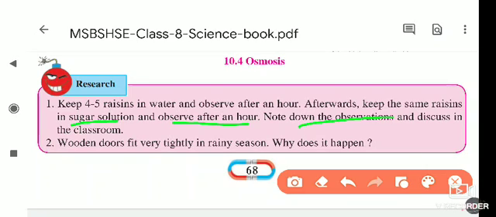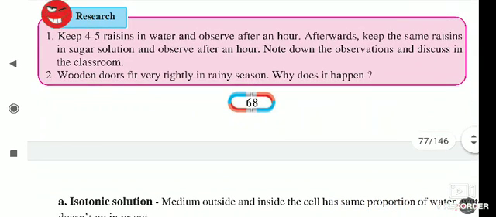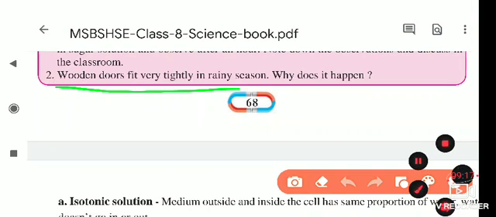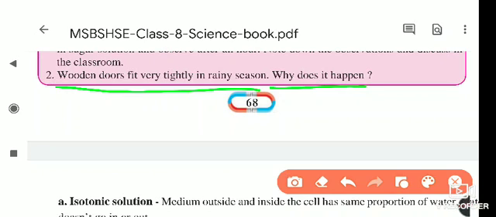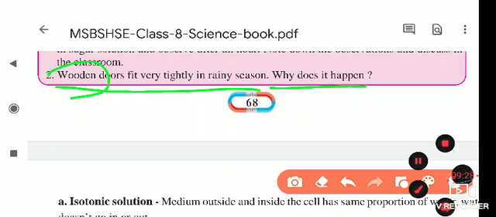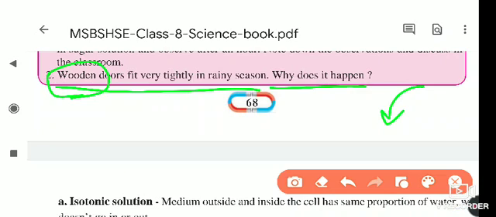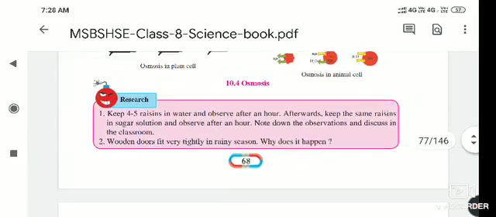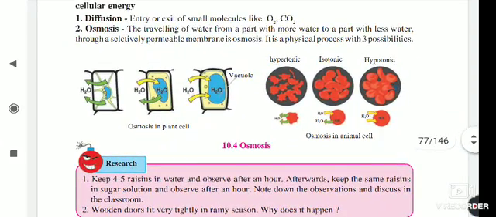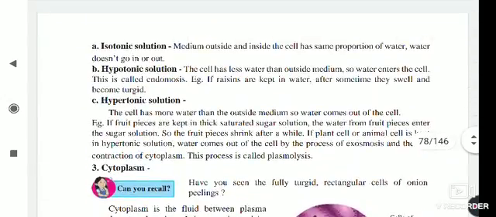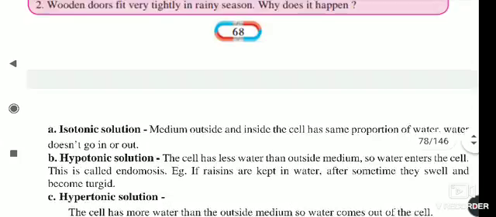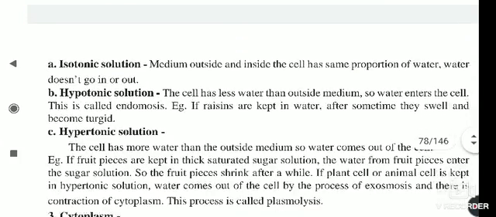Okay, so, a wooden door fits very tightly in rainy seasons. Why does this happen? The reason is that in the rainy season the water content in the environment is more, and due to this, the dry wood absorbs water from the outer environment. The water enters inside the wooden door, and that process is osmosis. A hypotonic situation occurs in the plant body, and due to this the door fits very tightly in the rainy season.